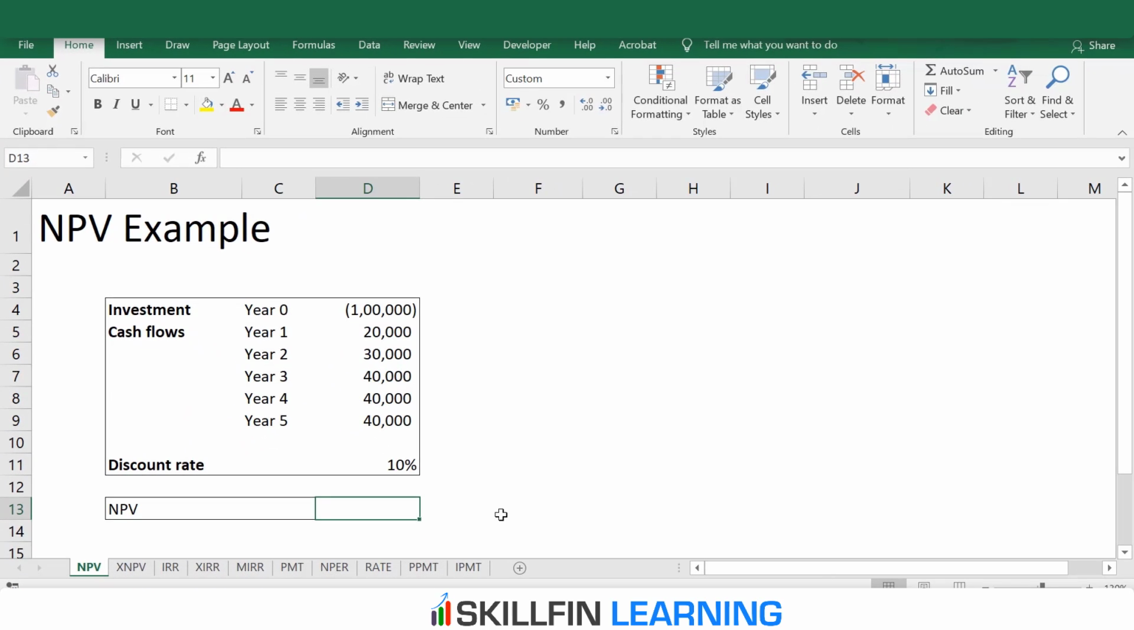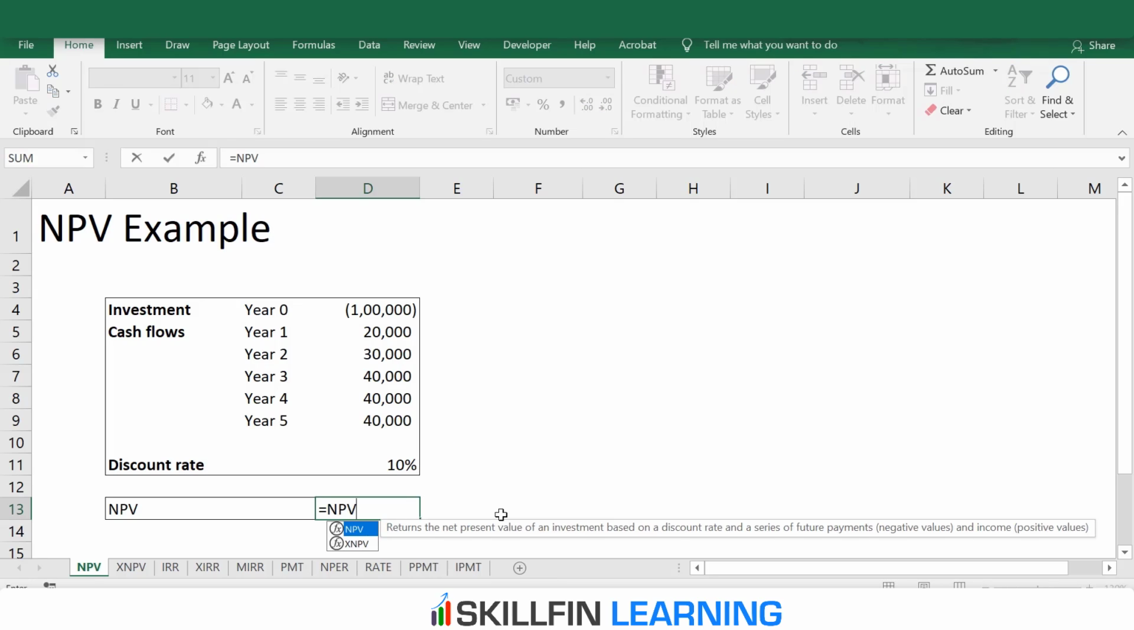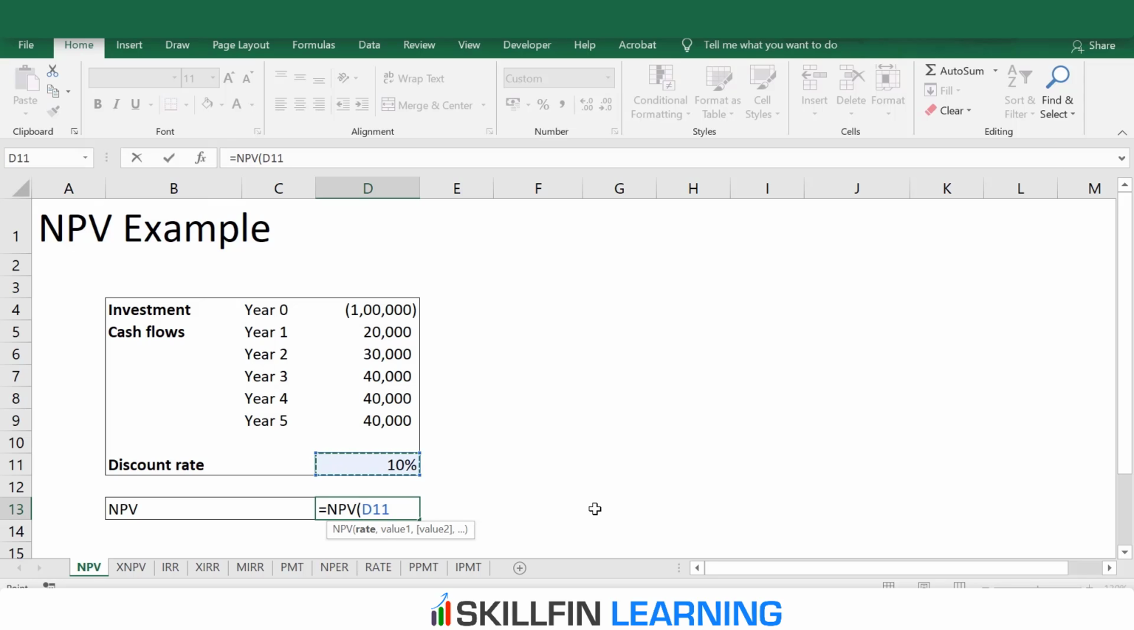To calculate NPV, type equal to NPV, then rate is 10%, so we link it to cell D11, and then it asks for values, which is the cash inflows and outflows from the project. While calculating NPV, we will select the cash flows from year 1 because in Excel, the NPV calculation formula considers cash flows to occur at the end of each period.